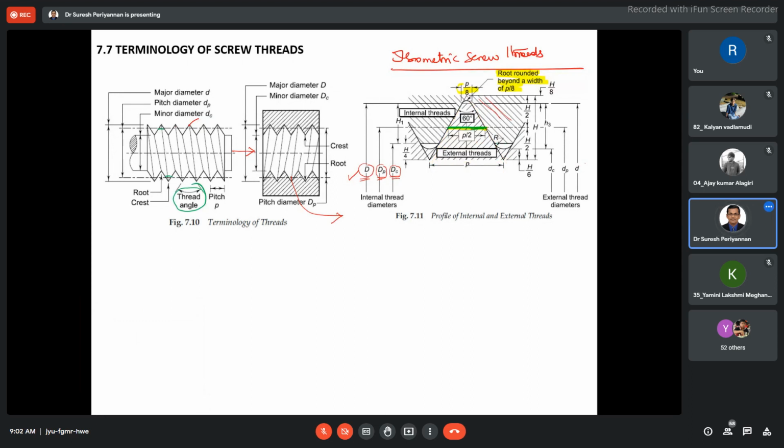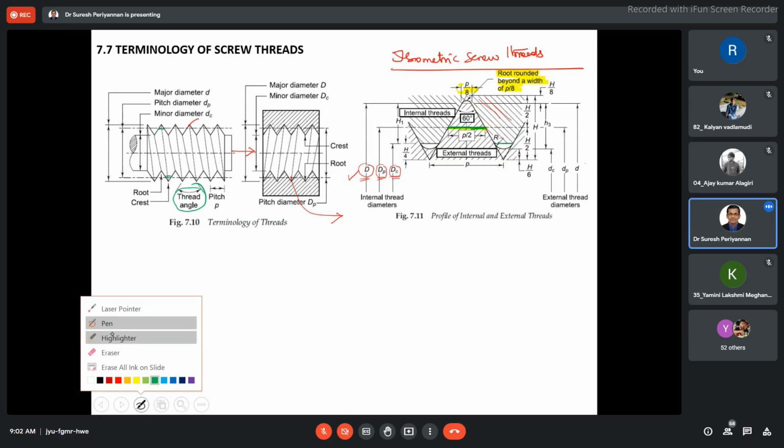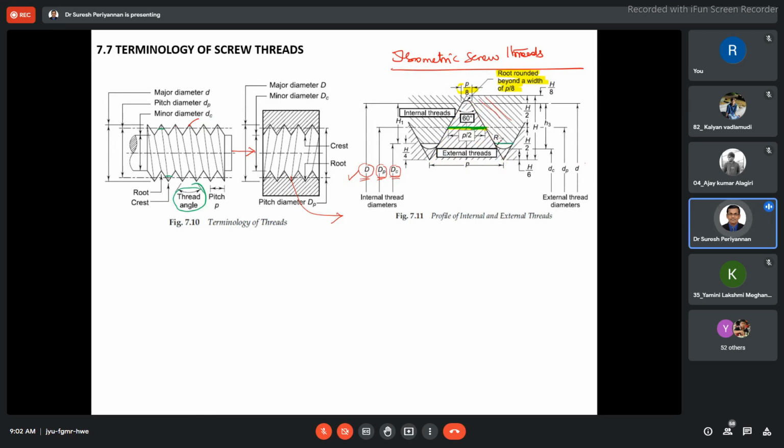Now what is this? This is our internal threads, right? Our internal thread is sitting here. Because of stress concentration, we would like to avoid the sharp region. Hence, we have prepared a flattened region, then make the asymptotes here.